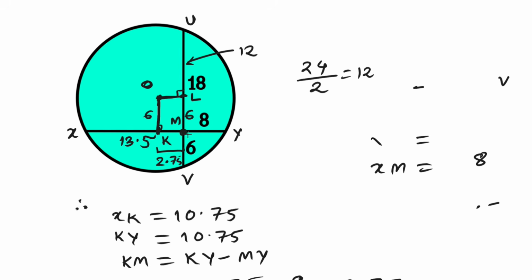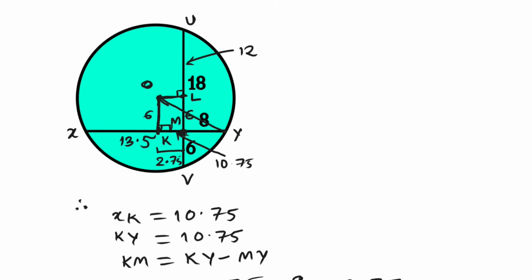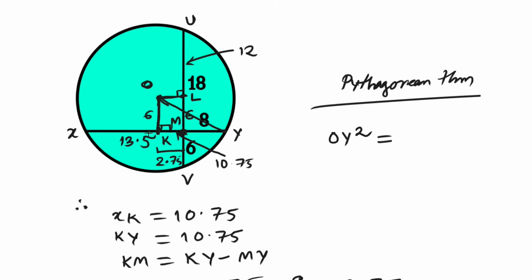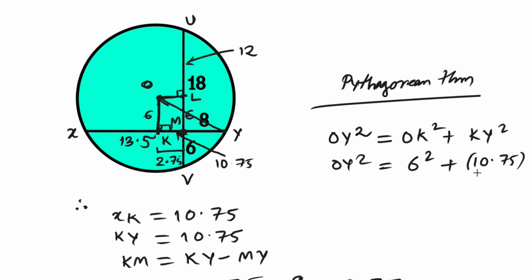We can form a right triangle using OK, KY, and the radius OY. The side OK equals 6, the side KY equals 10.75, and OY is the radius that we want to find. Since this is a right triangle, we can apply the Pythagorean Theorem, which states that the hypotenuse squared equals the sum of the squares of the other two sides. Therefore, radius squared equals 6 squared plus 10.75 squared.